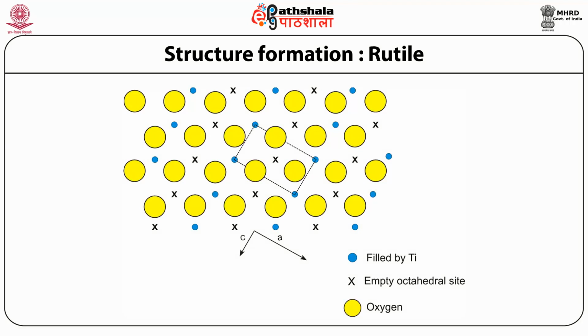You can see the titanium and oxygen ion arrangement where a small blue circle corresponds to titanium, yellow corresponds to oxygen, and the cross corresponds to empty octahedral sites. As we have discussed earlier, the oxygen and titanium ions are arranged in a rutile structure where the titanium cations have a coordination number of 6, surrounded by octahedra of 6 oxygen atoms, which you can see clearly in this figure.